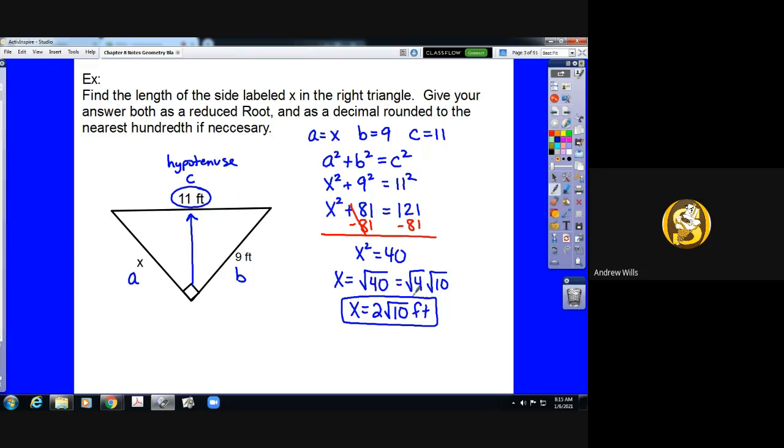Then we just need to convert that. So we hit our convert button on the calculator to root 10, and we convert it to a decimal. We are looking at the decimal 6.324. Again, the only reason we're looking at that third digit is to tell us what to do with the second digit. 4 is less than 5, so that would mean that we would round down, indicating that we leave it as 6.32 feet.